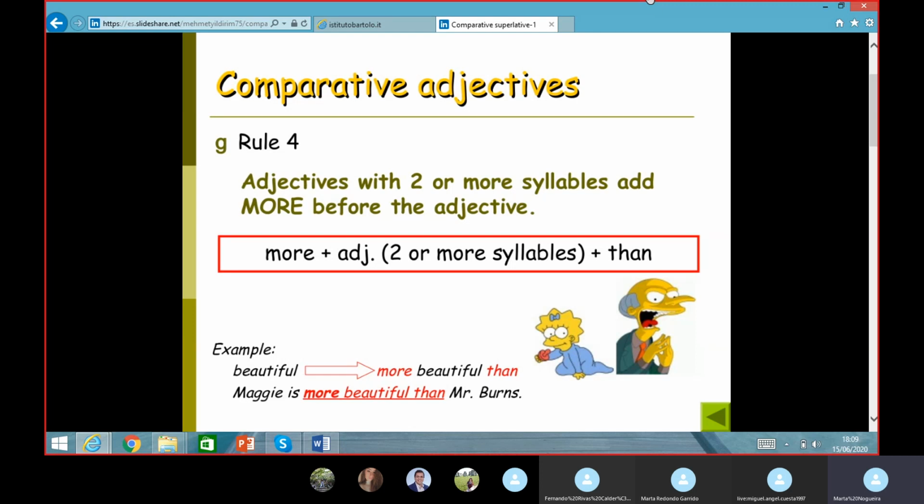And then always than. We've got the example of beautiful. So more beautiful than. When I put more, I don't do anything to the adjective. So Maggie is more beautiful than Mr. Barnes. More beautiful or taller, both are comparatives, just that.